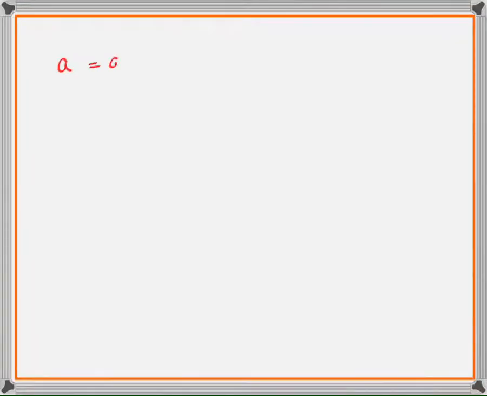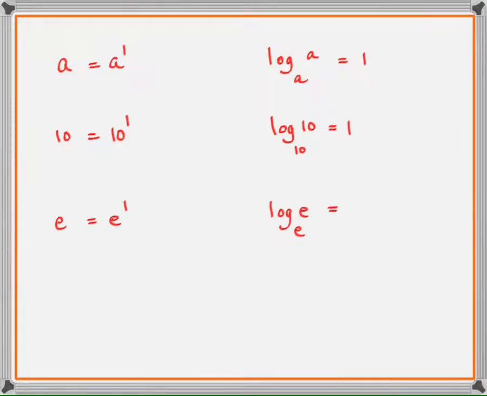The second rule, a is a raised to power of 1, log a base a equals 1. 10 is 10 raised to power of 1, log 10 base 10 equals 1. e is e raised to power of 1, log e base e equals 1. Now it's your turn. Say it out, speak it out.